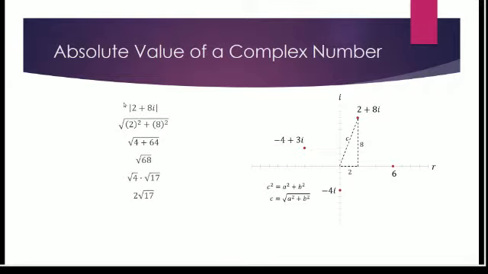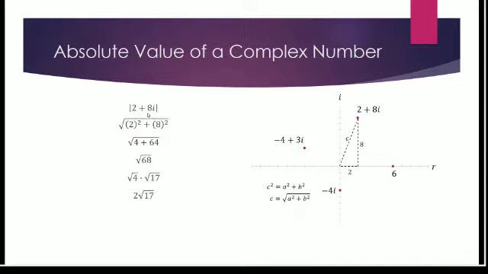That's the absolute value of 2 plus 8i. Notice the absolute value is always a real number. And you just take the a part and square it and the b part and square it, add them together and take the square root. That's the formula. It's the Pythagorean theorem solved for c.